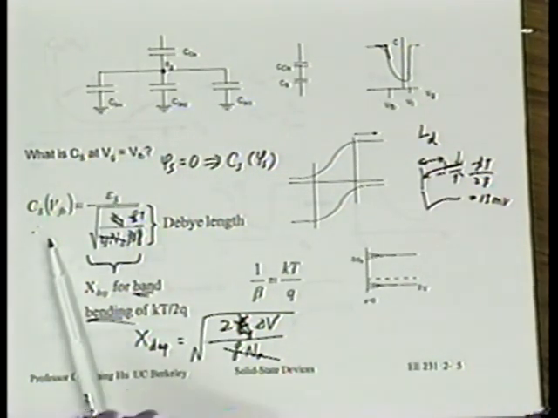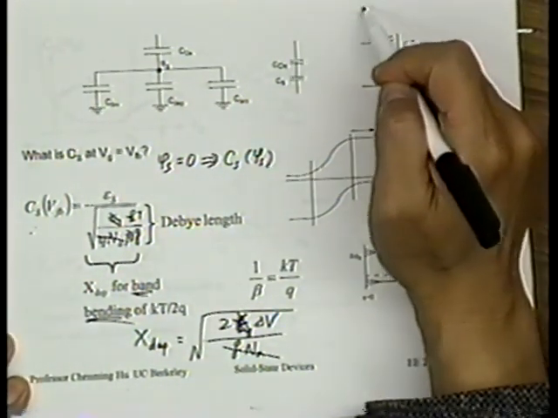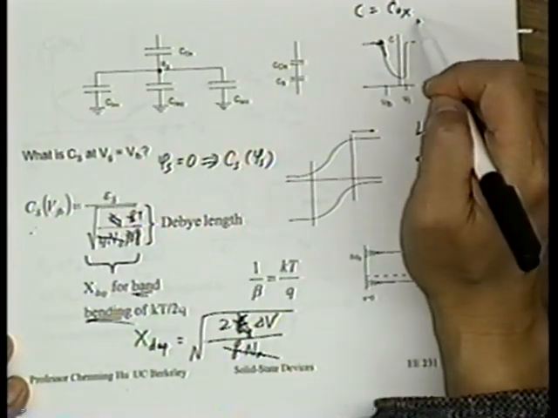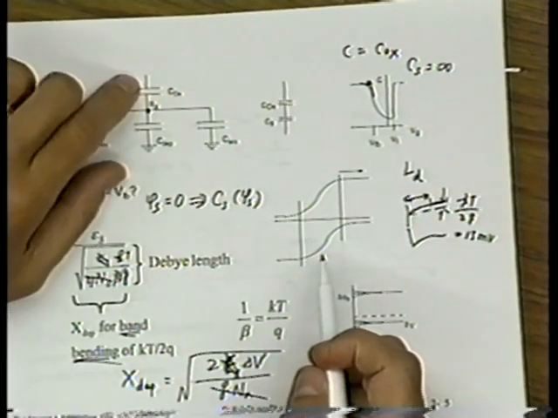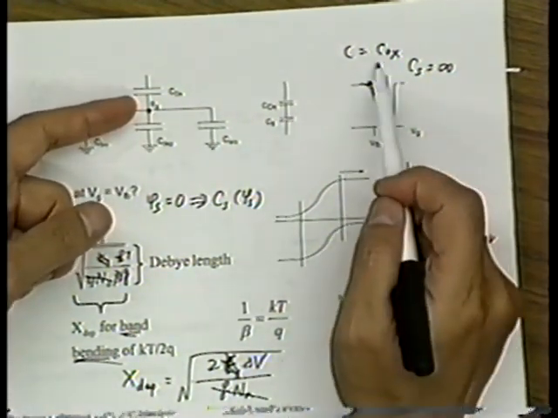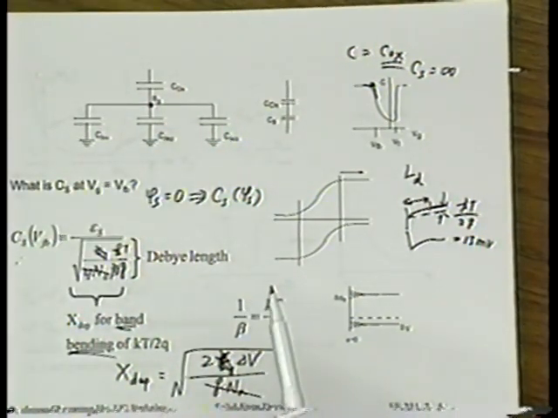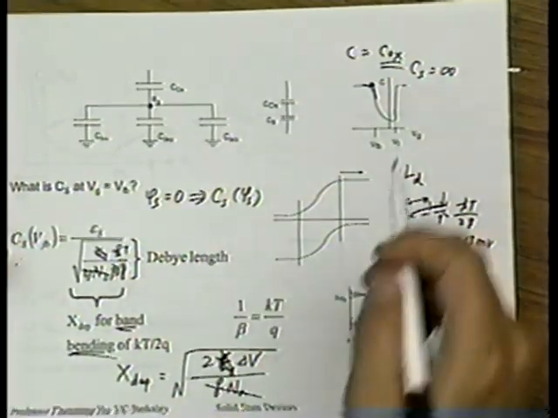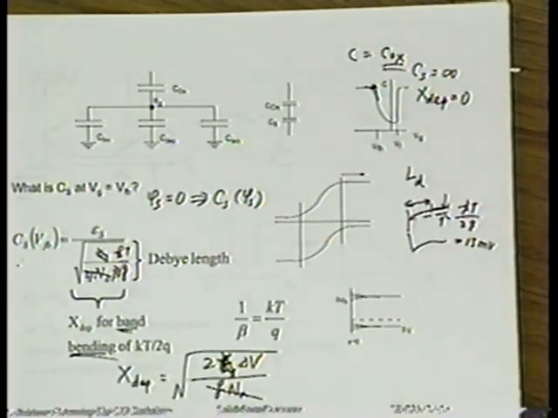First, let's review what CS is in the classical model. In the classical model, C is equal simply to Cox, which implies that CS is equal to infinity, so that the two capacitors in series are the same as just one capacitor on top, Cox. That means the substrate capacitance is infinity, which makes sense because we would have said X depletion is equal to 0. So here we're saying it's finite. It's as if we have a finite thickness. Does that make sense?